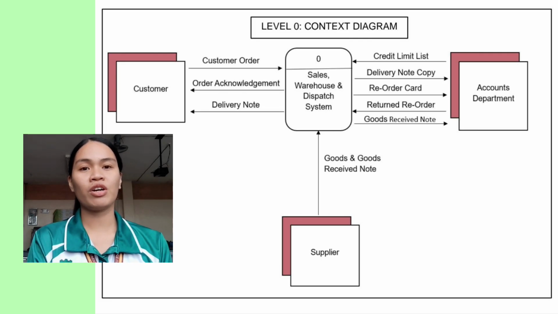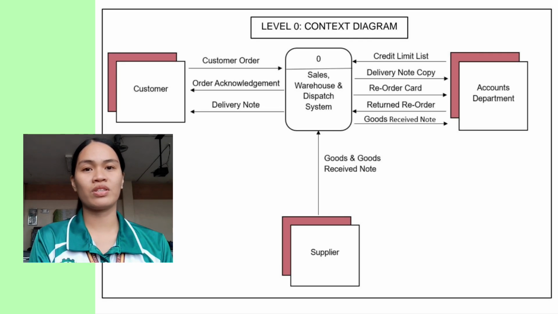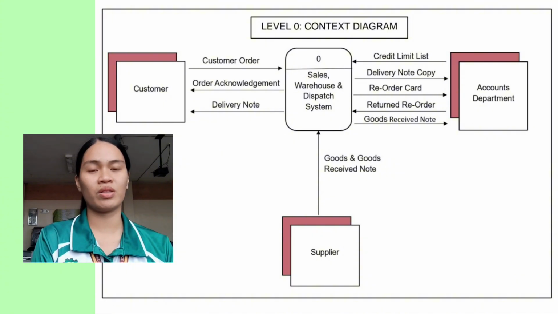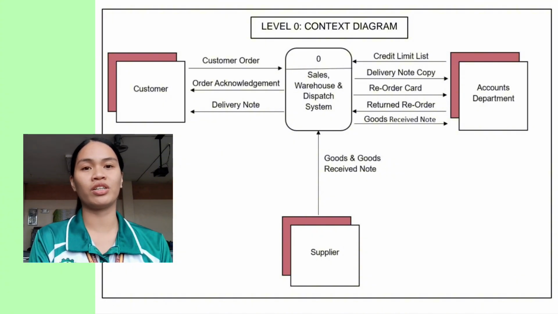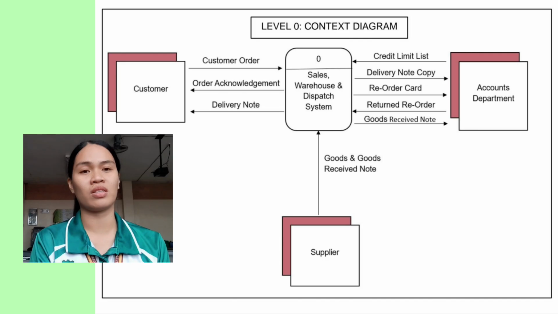Then a reorder card is prepared when stock levels are low. After the accounts department notes and verifies it, the reorder card is issued and sent back to the system. Then a goods received note, which comes from the supplier, passes through the system for financial recording.